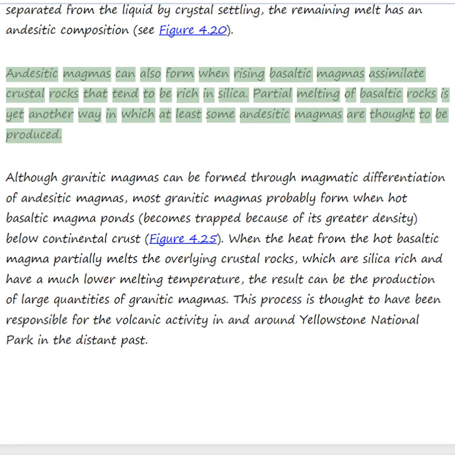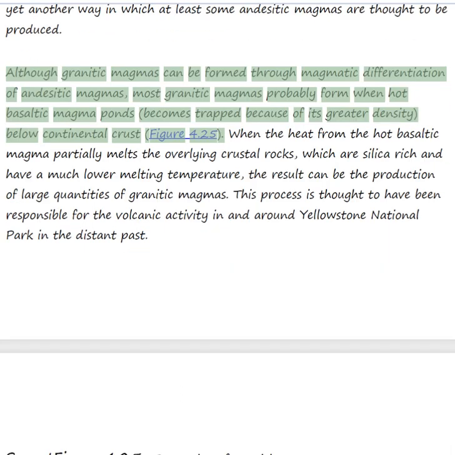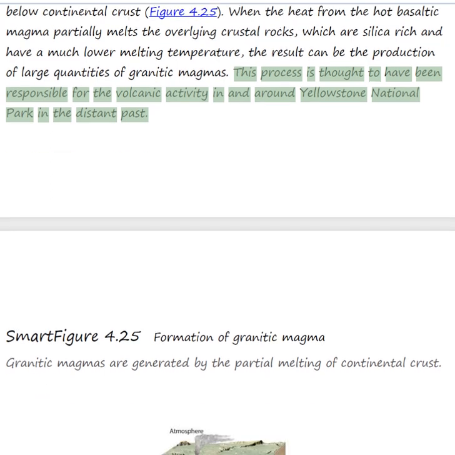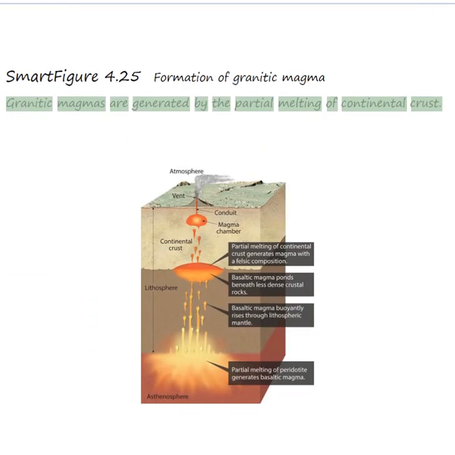Although granitic magmas can be formed through magmatic differentiation of andesitic magmas, most granitic magmas probably form when hot basaltic magma ponds below continental crust. When the heat from the hot basaltic magma partially melts the overlying crustal rocks, which are silica-rich and have a much lower melting temperature, the result can be the production of large quantities of granitic magmas. This process is thought to have been responsible for the volcanic activity in and around Yellowstone National Park in the distant past. Granitic magmas are generated by the partial melting of continental crust.